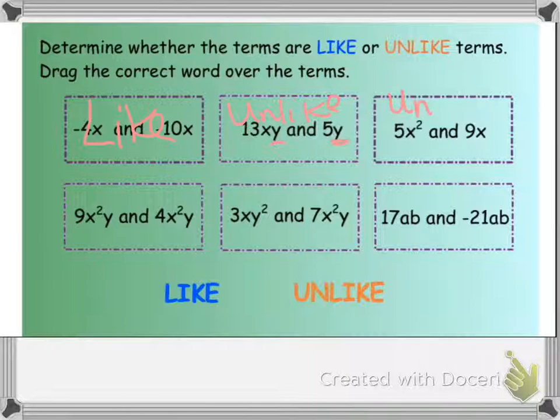This third one is also unlike. Even though it has the x, they do not have the same exponent, so they're unlike terms. Here we have like terms, the exact same variable, the exact same exponents. This one would be unlike. The x in the 3xy squared term has no exponent. In this one, it has an exponent of 2. It's squared. So therefore, these are unlike. The 2, the square, has to stay on the same variable, has to stay on the y. And then this last one here, these are like terms.